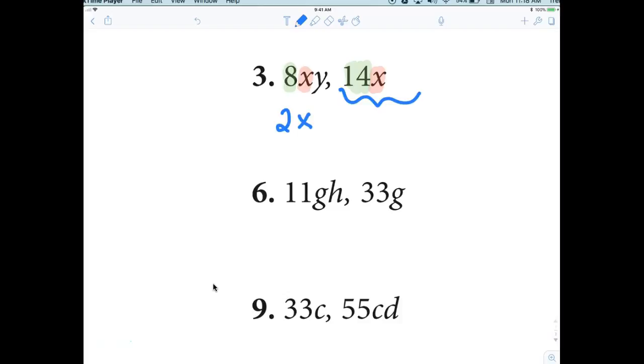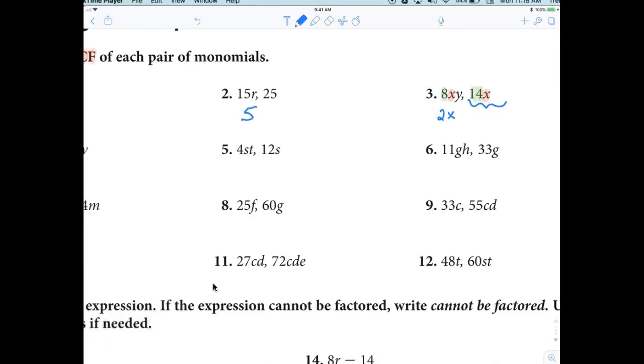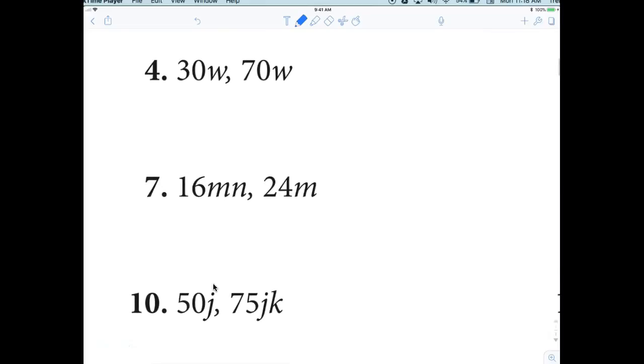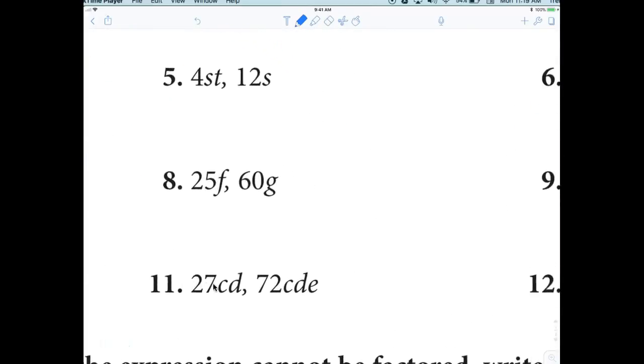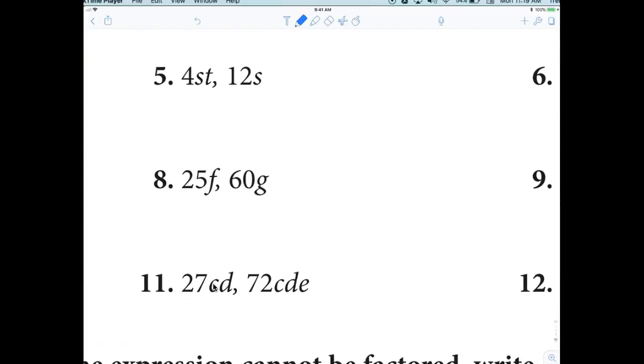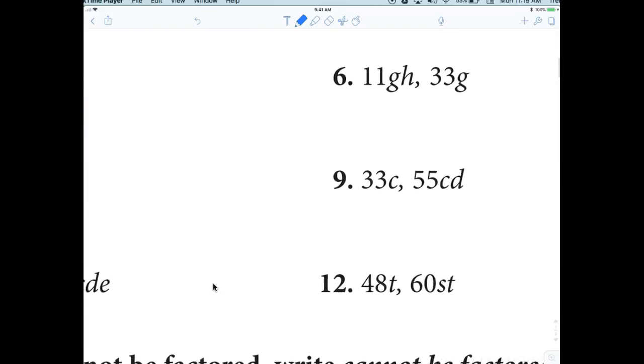Anybody have any issues yet? All right, I'm agreeing with you. It is very easy, but keep paying attention. Now for 30 and 70, common is 10. So let's write 10 down. It would be, in fact, 10W. That is correct. Now, let's take a look at question number 5. Between 4 and 12, 4S. All right, I think we're doing a good job here.